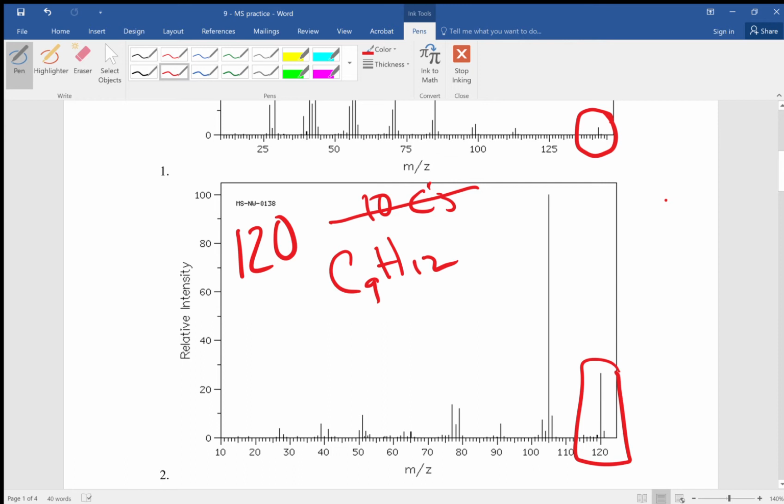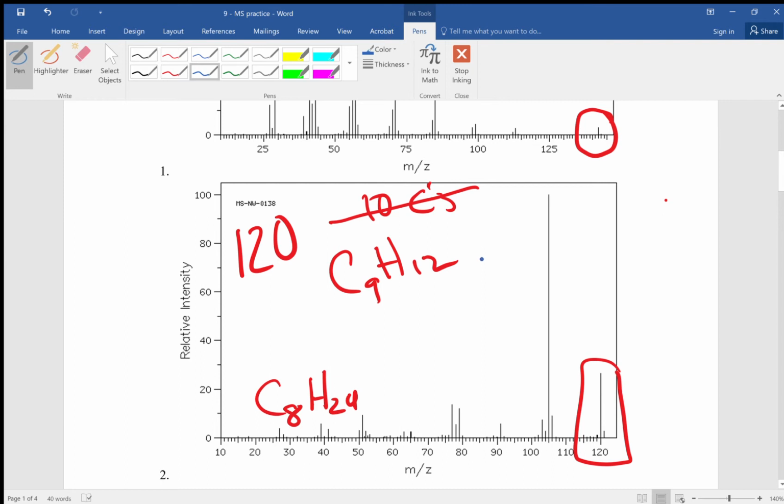We can't go any lower than 9 carbons unless we start adding other atoms, because if we end up at 8 carbons, that's 96, which would give us 24 hydrogens. Now, how would you know that a formula like this doesn't work? Well, you could always calculate the degrees of unsaturation.